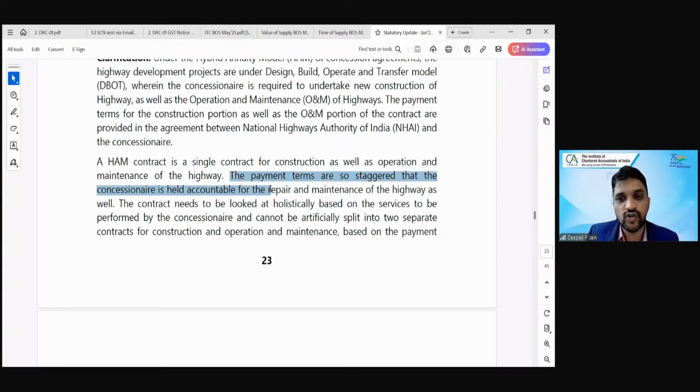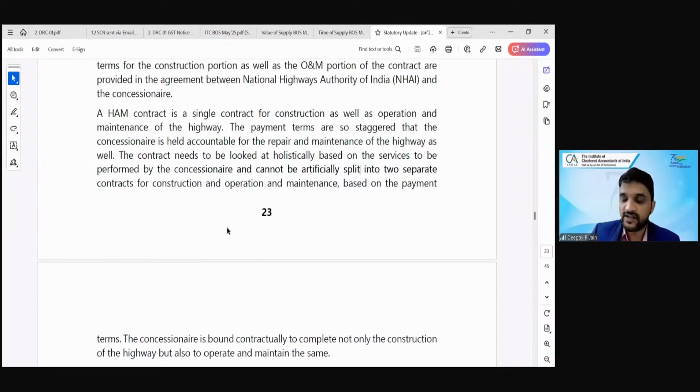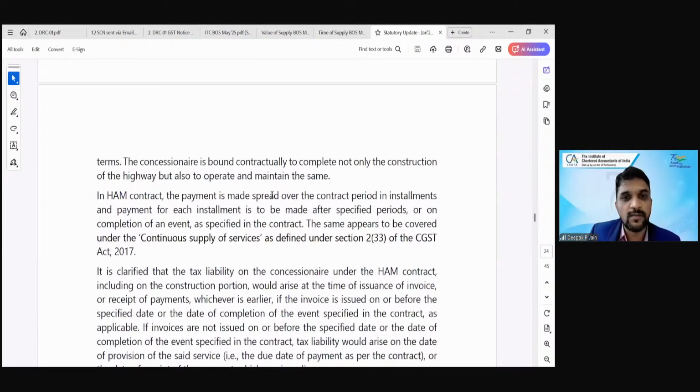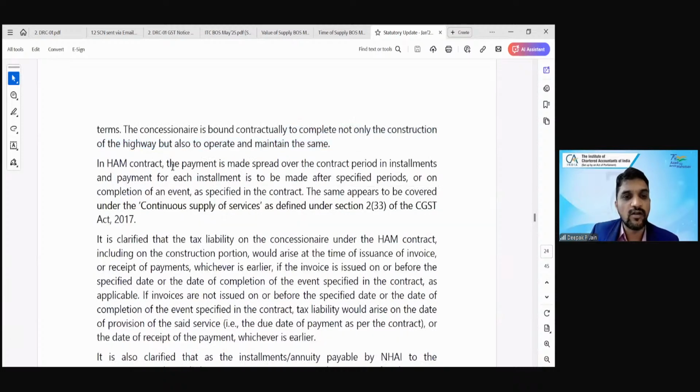The payment terms are so staggered that the concessioner is held accountable for the repair and maintenance. And the contract needs to be looked at holistically, based on the services to be performed by the concessioner, and cannot be artificially split. There's no bifurcation saying that this is the price for construction and one more price for the maintenance. You cannot split it because it's a total contract. The concessioner is bound contractually to complete not only the construction but also to operate and maintain. In HAM contract, the payment is made spread over the contract period in installments, and payment of each installment is to be made against specific periods or on completion of an event.